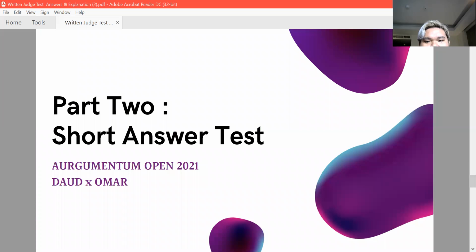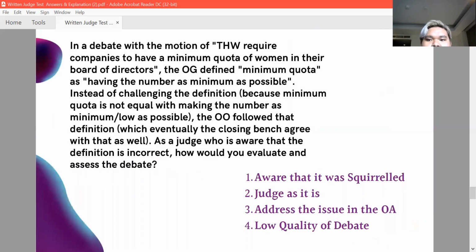All right, part two, short answer test. Question number one. In a debate with the motion This House would require companies to have a minimum quota of women in their board of directors, the OG defined that minimum quota as having the number as minimum as possible, instead of challenging the definition, because minimum quota is not equal to making the number as minimum or as low as possible, but the OO followed the definition, which eventually the closing bench agreed with as well.